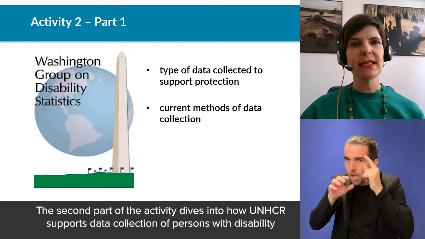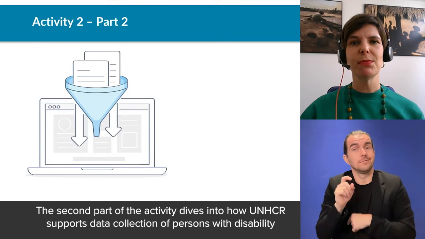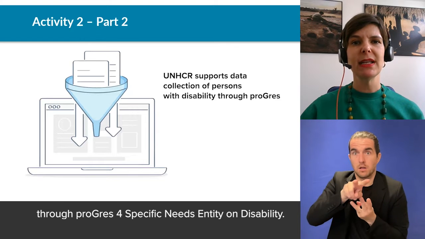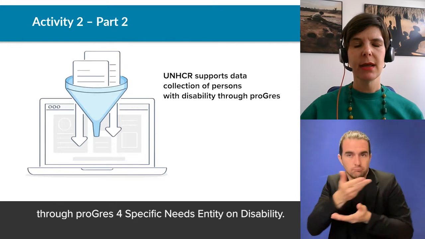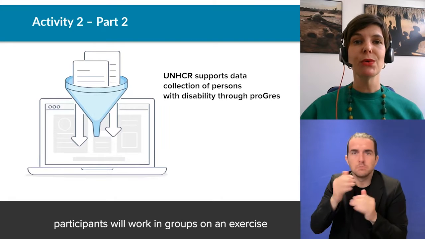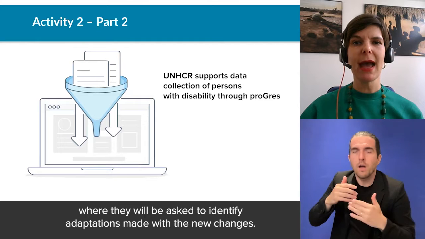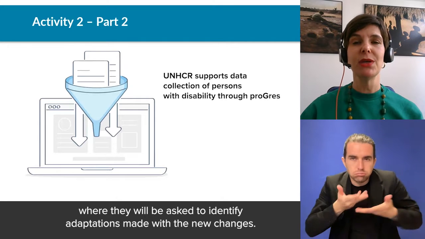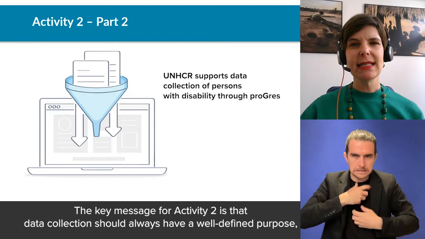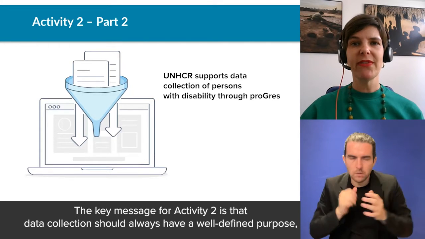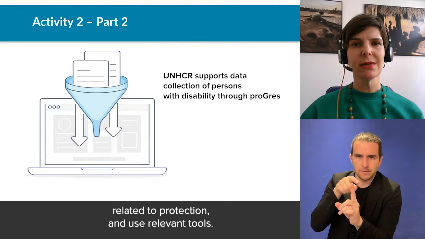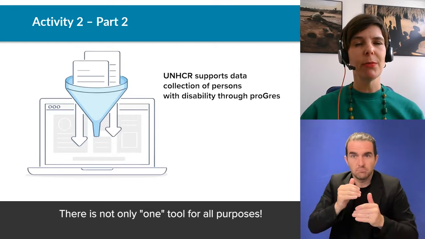The second part of the activity dives into how UNHCR supports data collection of persons with disability through Progress for Specific Needs Entity on Disability. After a short presentation and discussion, participants will work in groups on an exercise where they will be asked to identify adaptations made with the new changes. The key message for Activity 2 is that data collection should always have a well-defined purpose related to protection and use relevant tools. There is not only one tool for all purposes.